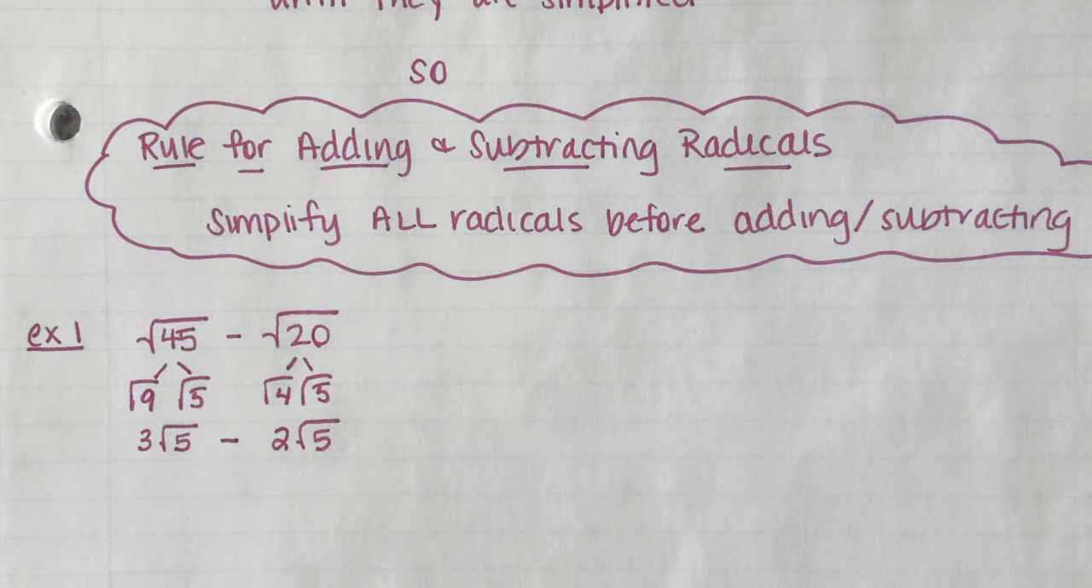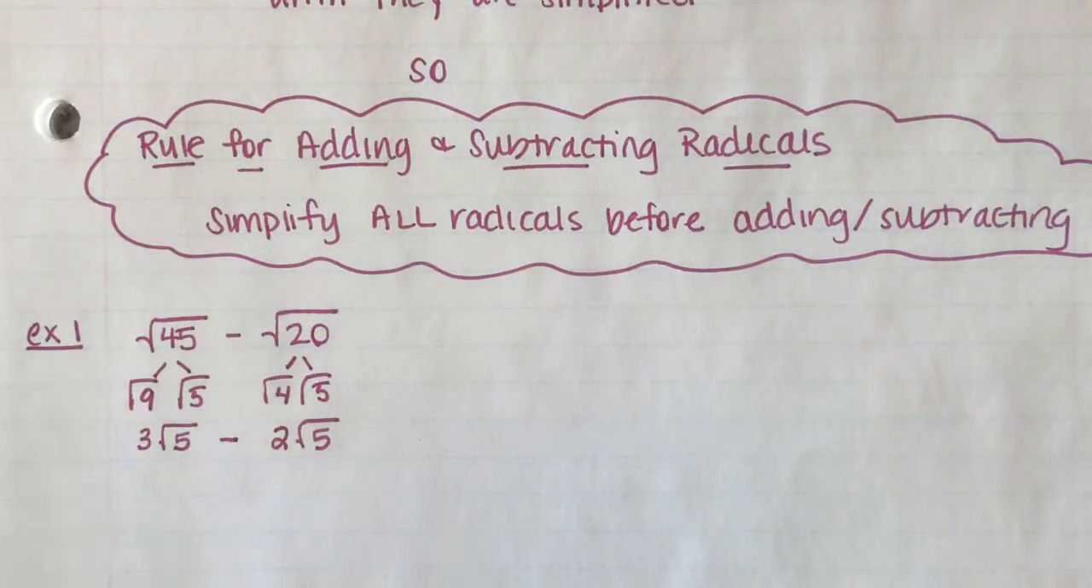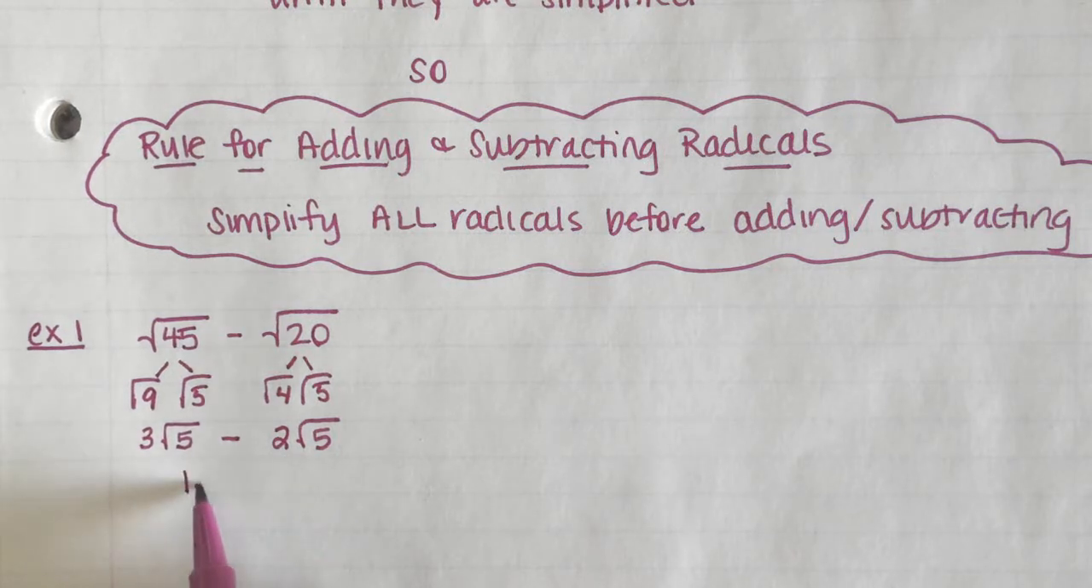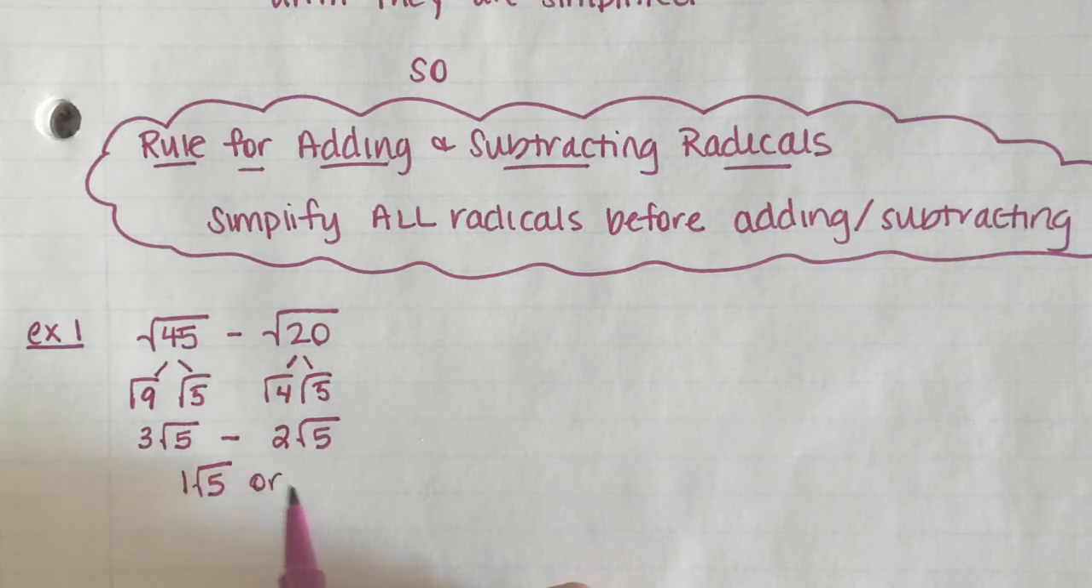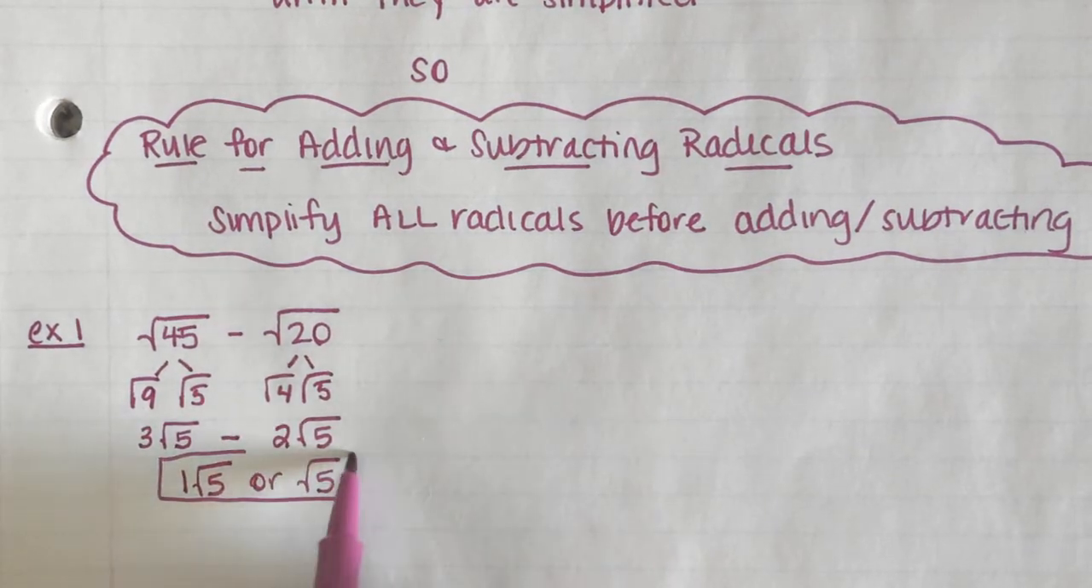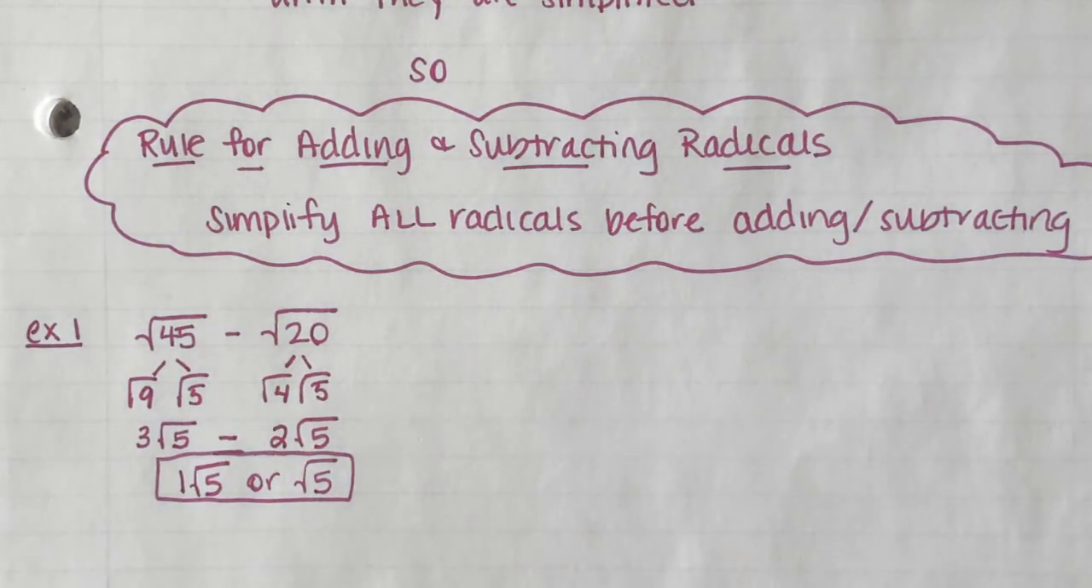So if you notice, once I did simplify them, now all of a sudden they are actually like radicals. They both have radical 5. So now I am able to subtract. Since they're like radicals, I can just subtract the outside. 3 minus 2 is 1, and I bring down the radical 5 with it. Now we all know 1 can be invisible, so 1 radical 5 or radical 5 works. It doesn't matter. Delta Math will accept either one.